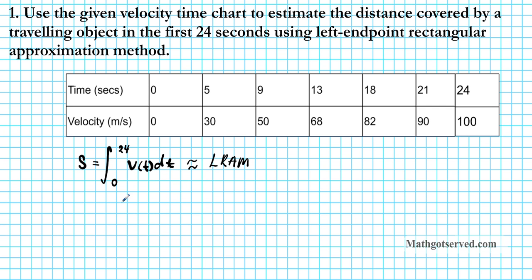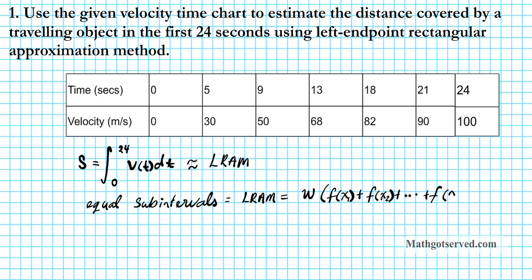Let me show you what that formula is. If you have equal subintervals, you can use the formula LRAM is W times f of x1 plus f of x2, and the pattern goes on, to f of x(n minus 1). So this is when you have equal subintervals. In this case, our widths are not equal, so we cannot use this formula here.